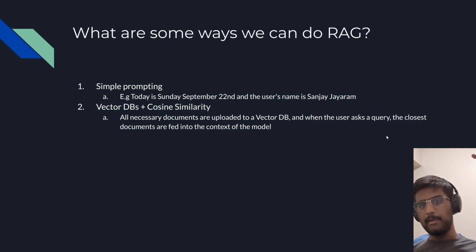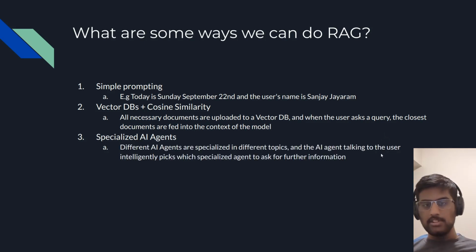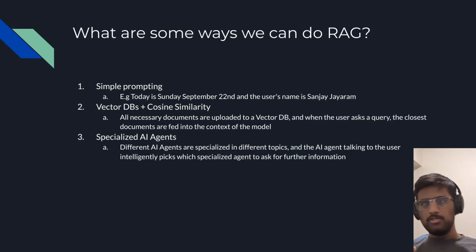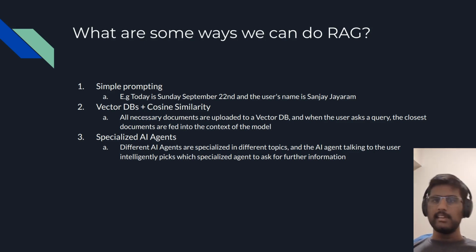Now, of course, there's another level above this, which is specialized AI agents, right? So you have different AI agents that are specialized in different topics. And the AI agent talking to the user intelligently picks which specialized agent to ask for more information. So let's say you run a car dealership, right? And you have a bunch of AI agents. The end user sends a message saying, hey, are you guys free at 2 p.m. at your northeastern location for an oil change or whatever, right?